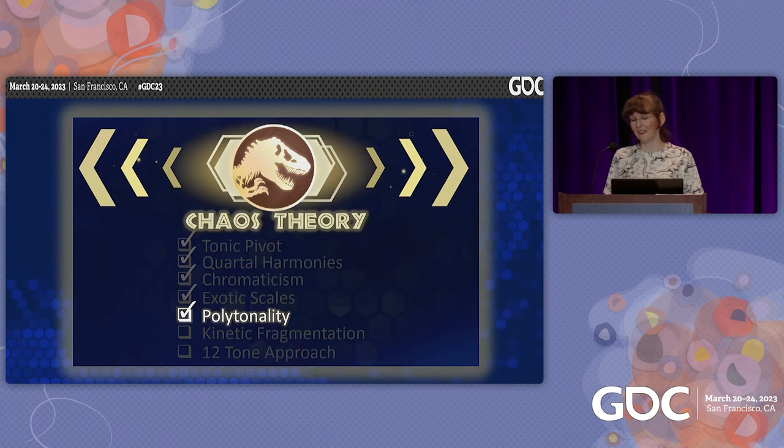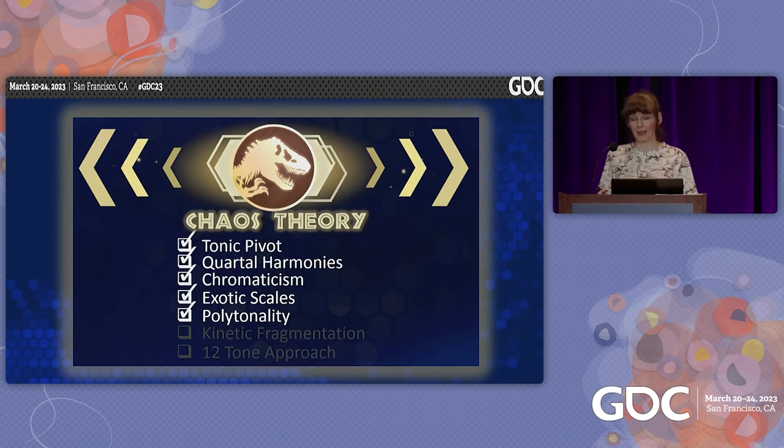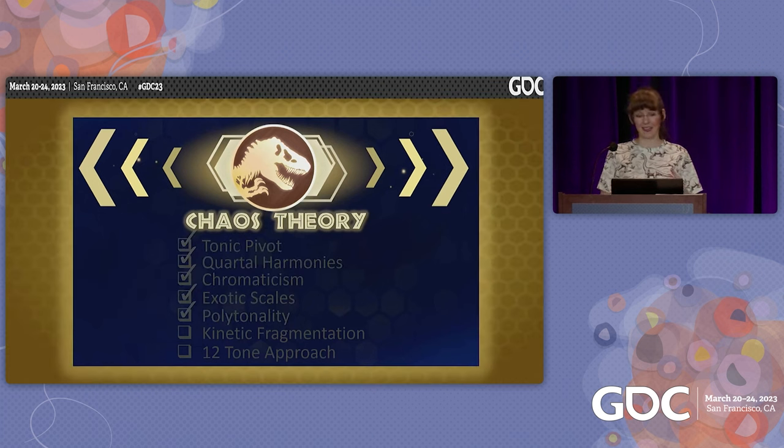Polytonality such as this is an uncommon harmonic device, just like the tonic pivots, chordal harmonies, chromaticism, and exotic scales we've discussed so far during this talk. All of these techniques help us to break away from harmonic conventionalism. But harmony isn't the only way we can introduce chaos into our game scores. So at this point, let's shift our discussion away from harmonics and talk a little bit now about kinetics.